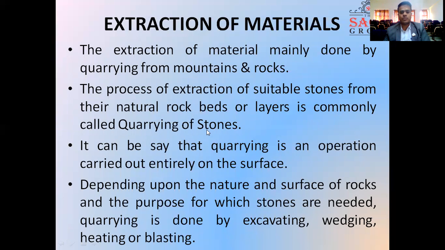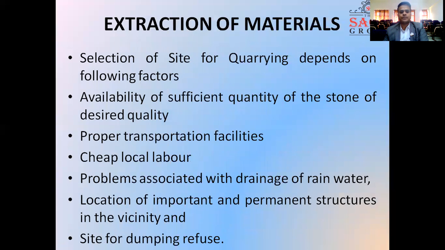That means the process by which the materials or the stones are extracted from these natural rock beds or layers is known as quarrying of a stone. It can be said that quarrying is an operation carried out entirely on the surface. That means all the operations are carried out on the surface of the rock beds or the mountain. Depending upon the nature and surface of the rocks and the purpose for which the stones are needed, quarrying is done by excavating, wedging, heating, and blasting.